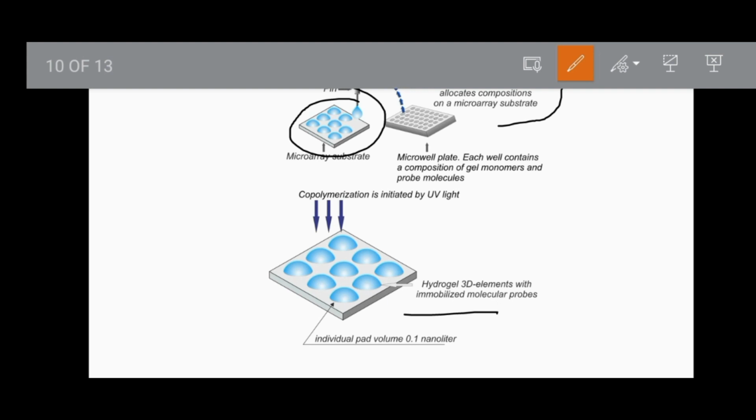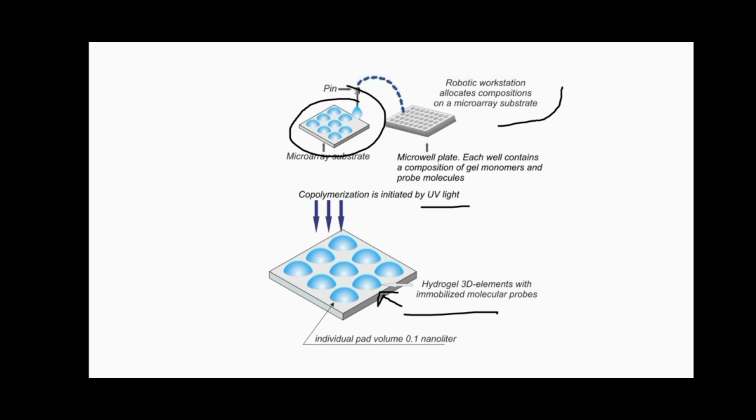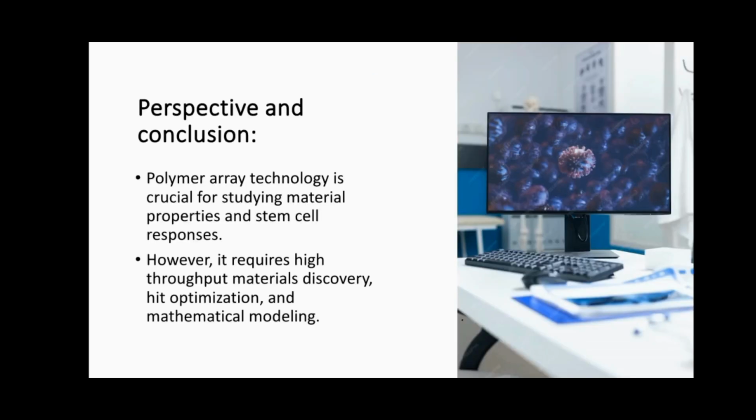Next, polymerization of this hydrogel 3D element with probes is done by using UV light. And these blue droplets here represent 3D hydrogel elements along with probes. Now, this fabrication aids in testing matrix elasticity, proteolytic degradability, and signaling proteins on mesenchymal stem cells, self-renewal, and osteogenic differentiation.